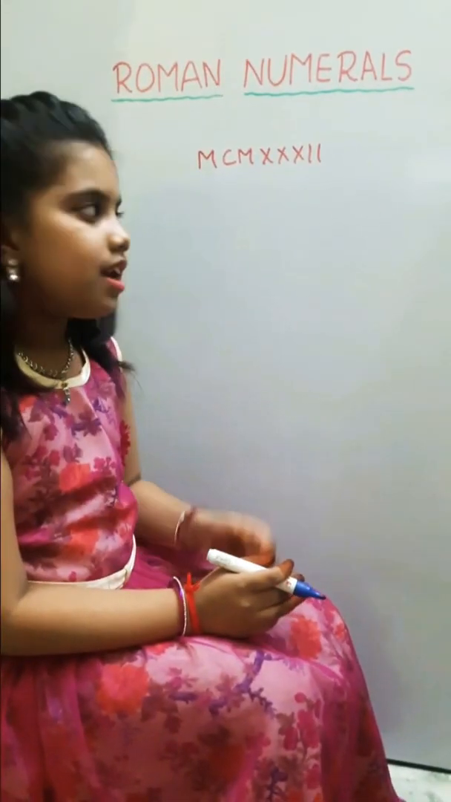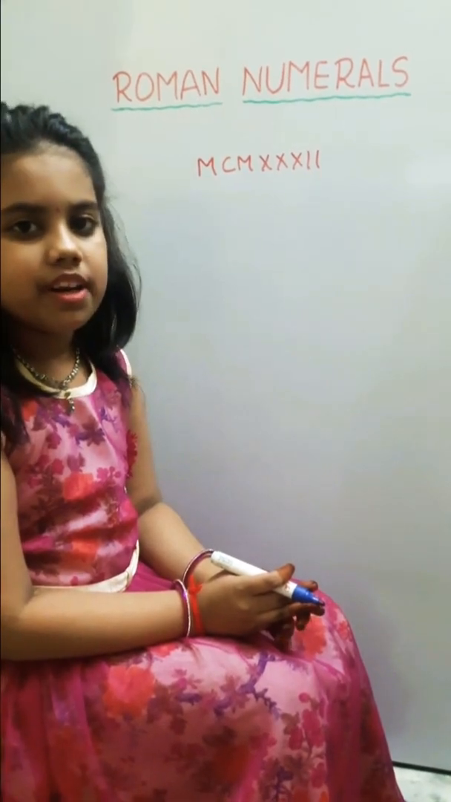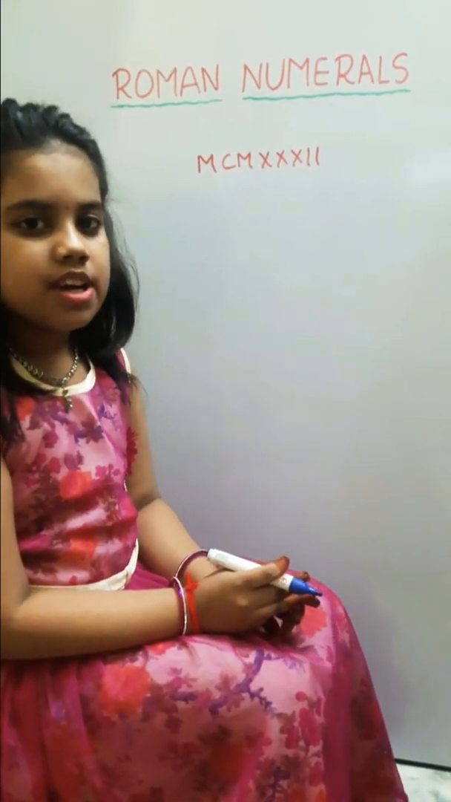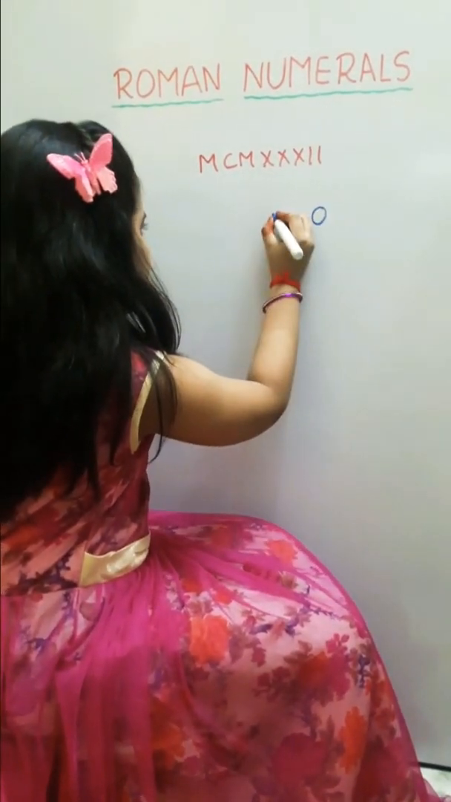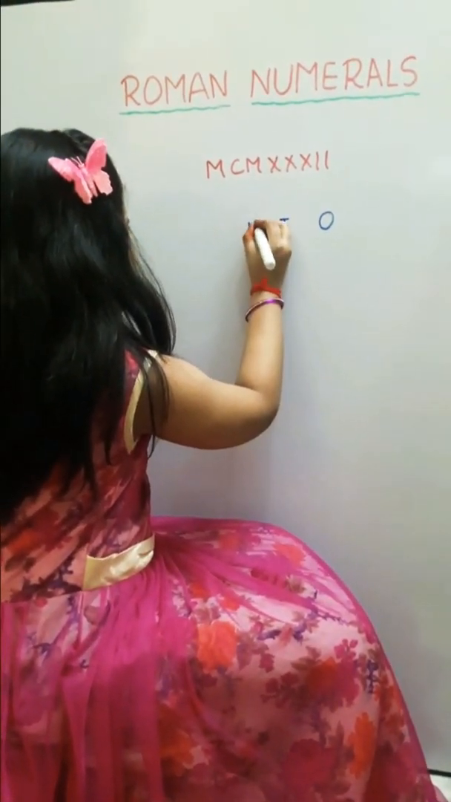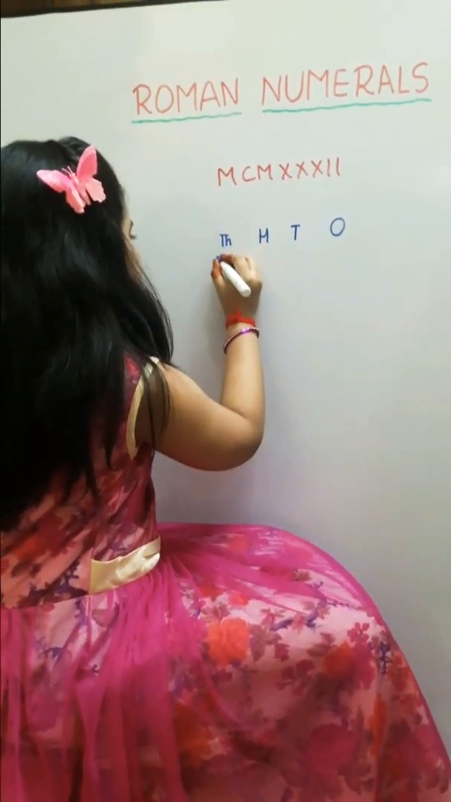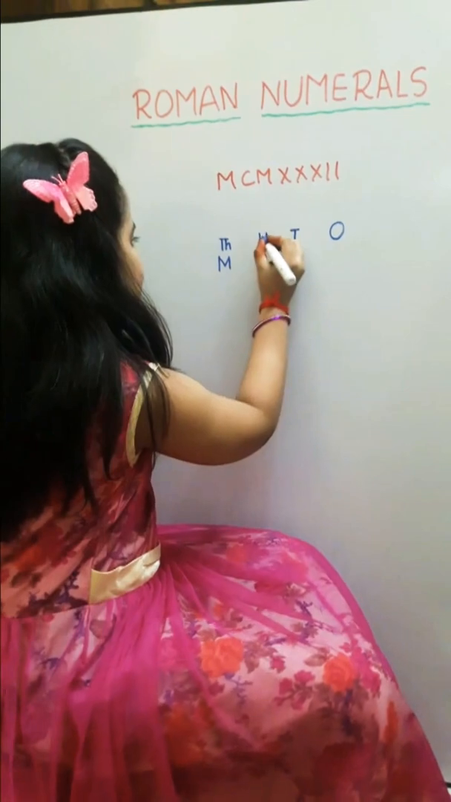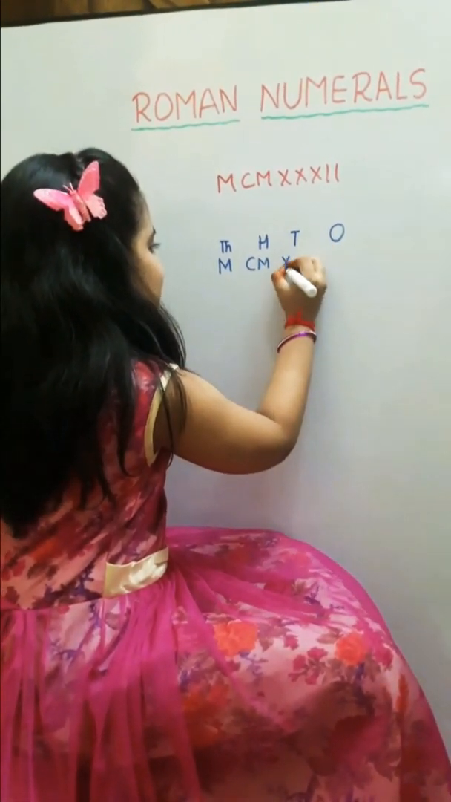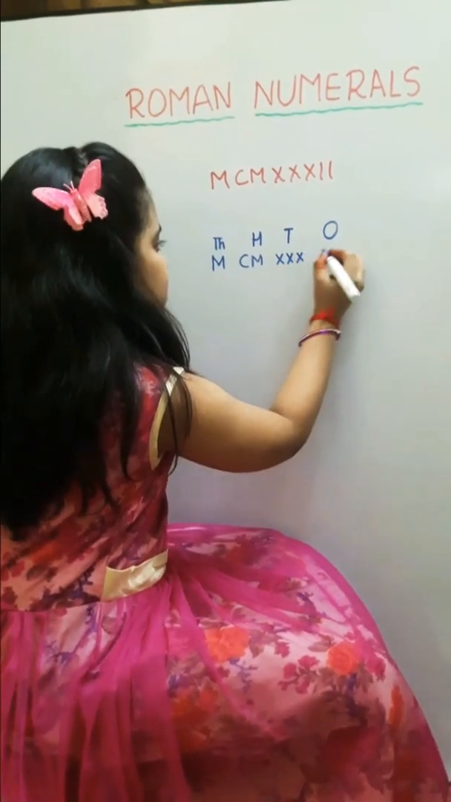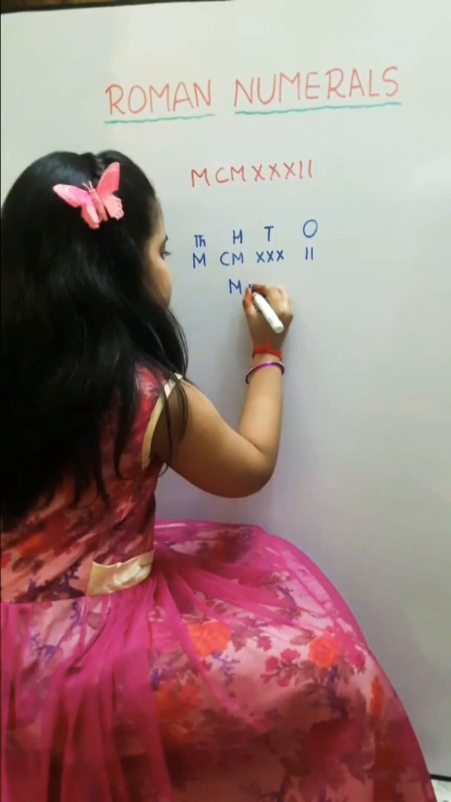For example, this is the Roman number. We have to convert the Roman number into a Hindu-Arabic number. First we have to write ones, tens, hundreds, thousands. In the thousands place we write M. Hundreds place, CM. Tens place, XXX. Ones place, II.